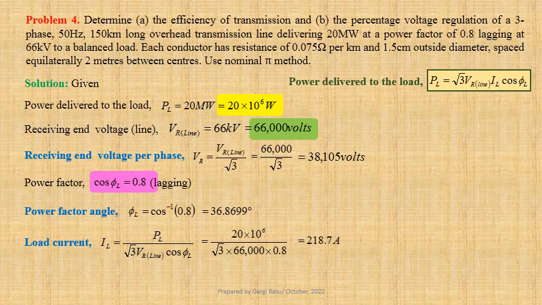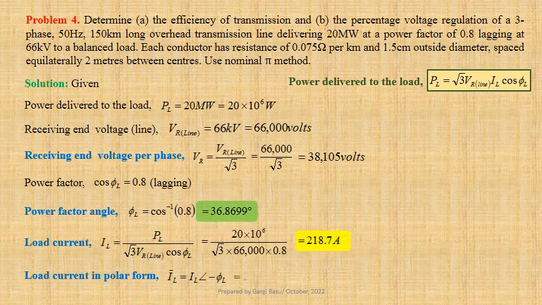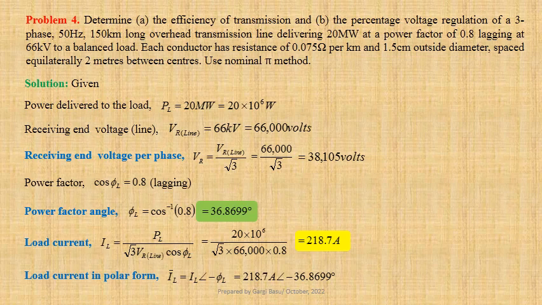218.7 ampere. Load current may be written in polar form as IL equals IL at an angle minus phi L, that is equal to 218.7 ampere at an angle minus 36.8699 degree. Here load current IL equals receiving end current IR.